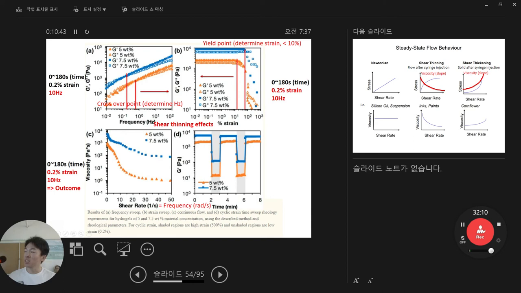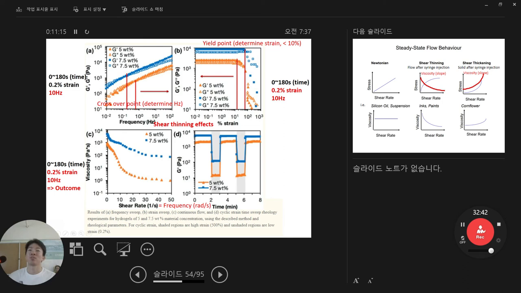Yeah, in the software, after measuring, you just click it and you can change it to shear rate. Okay, and also if you click it, G prime can be changed to viscosity. Okay. So if we want to measure a frequency sweep, only the frequency should vary, and the strain should be fixed, and then time changes automatically.